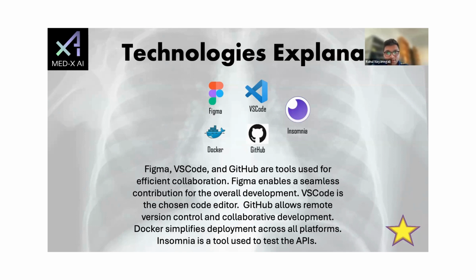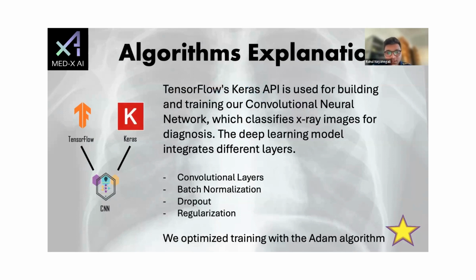So in Insomnia, which is a tool which we use for testing our APIs so that we have proper responses before deploying onto our front end app, right? So moving on to our algorithms, right? So let's dive deeper into the details of our algorithm.